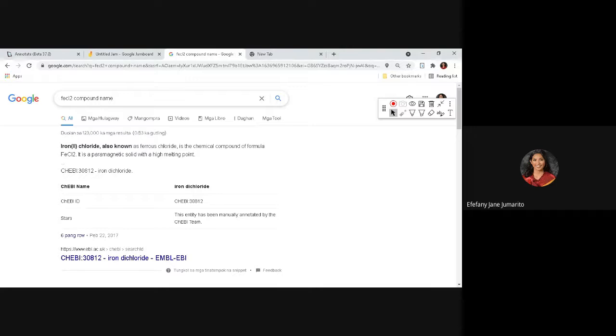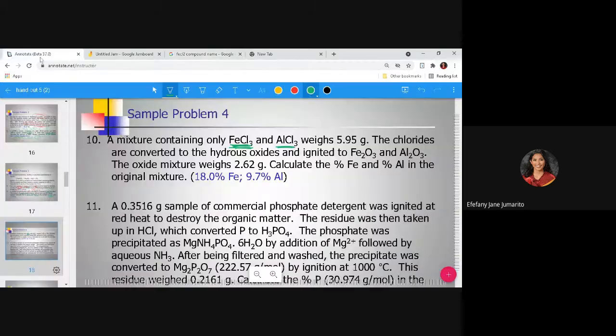Okay, ferrous chloride. This one, ferrous chloride. But again, your iron chloride is not specific. Though he named it iron chloride, he specifies that it has 2, so this is iron(II) chloride. And this one is iron(III) chloride.